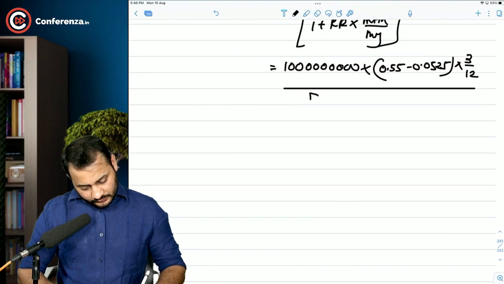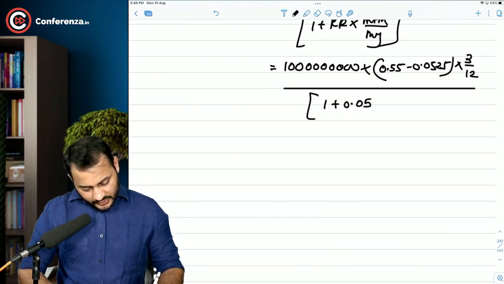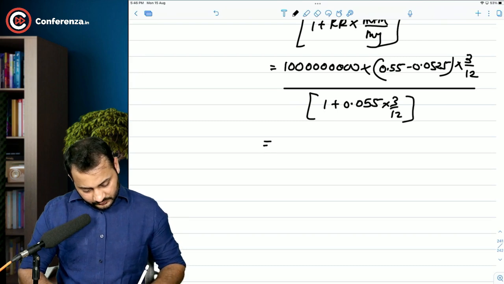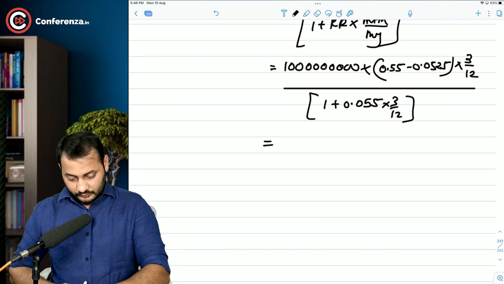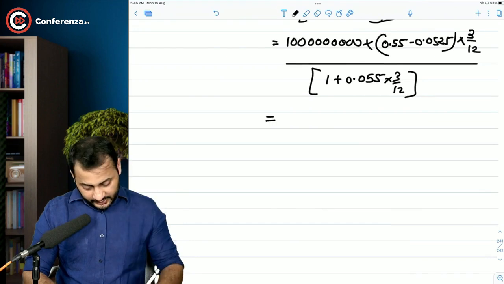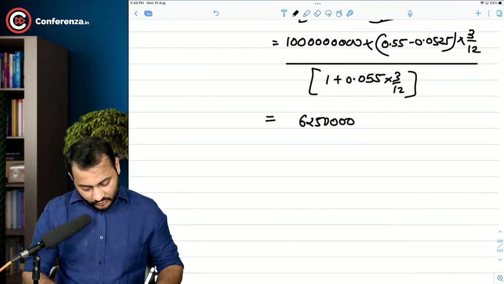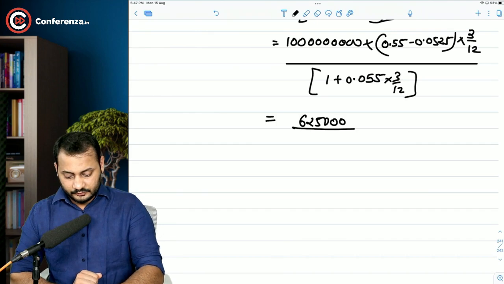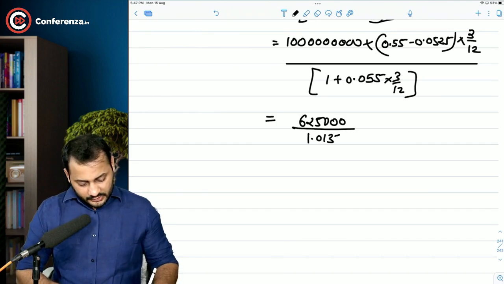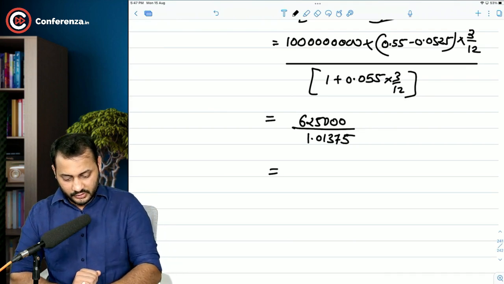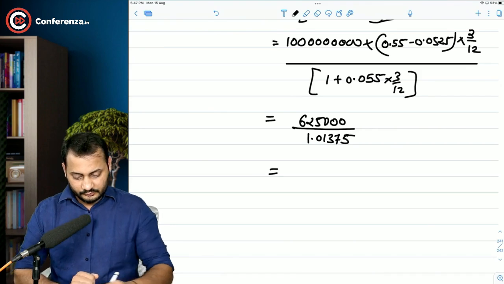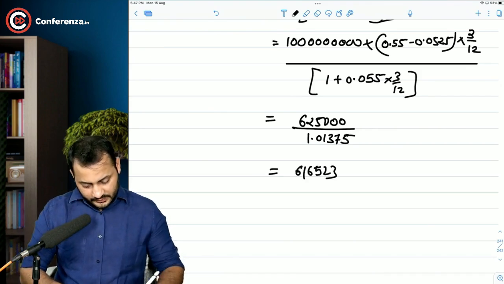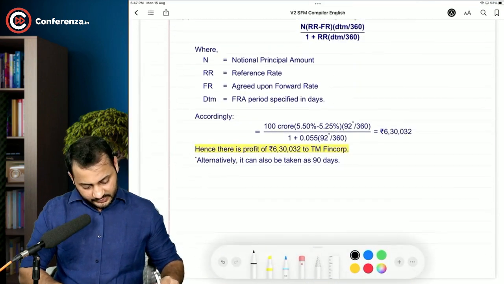Divided by 1 plus 0.055 into 3 by 12. 6,25,000 in the numerator. This is the gain to be receivable after 9 months, but it will be settled at the end of the 6th month. 1.01375. I hope you know the logic of all these things. 616,523 settlement amount. Let's just check this.